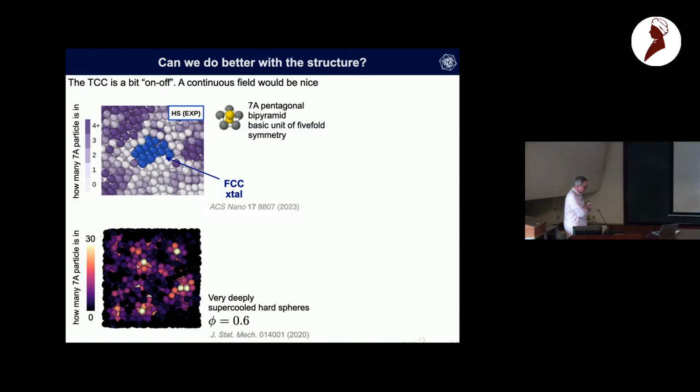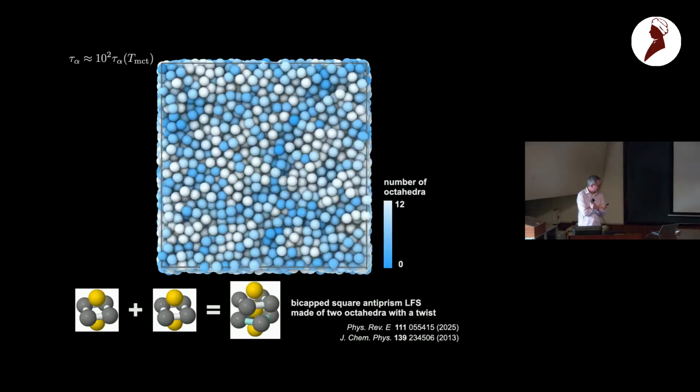For the material that I've spent most of this talk talking to you about, the Coslovich-Pastore model, this is not fivefold symmetric, it's actually fourfold symmetric. So the local structure here is this bicapped square antiprism, and you see it here. It's got 4-membered rings, and so rather than the pentagonal bipyramids in the previous slide, here we have these octahedra. It turns out that this bicapped square antiprism is built of 2 octahedra sharing a particle and twisted against one another.